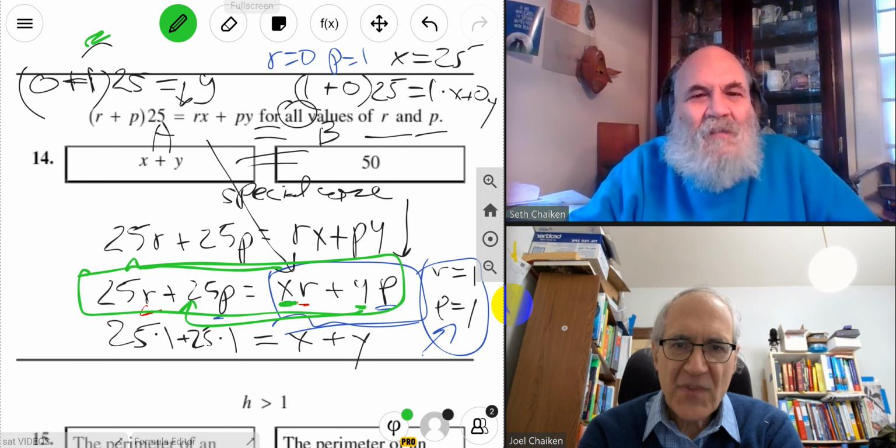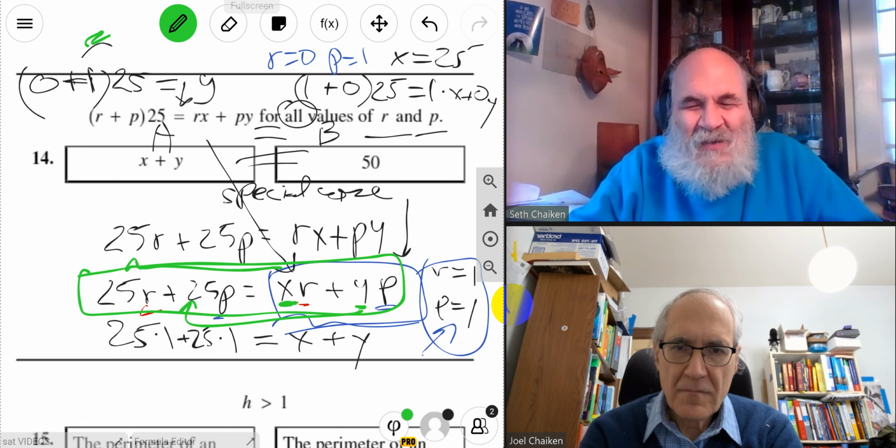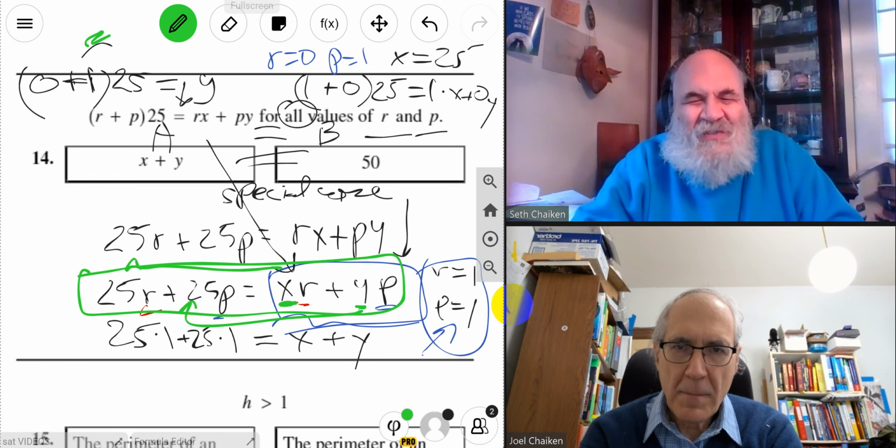So by setting r equals 1 and p equals 0, and then r equals 0 and p equals 1, you get two pieces of information that are stronger than the piece of information that x plus y equals 50. By those two choices for the pair (r, p), (1, 0) and the other choice (0, 1), you could figure out exactly what x is.